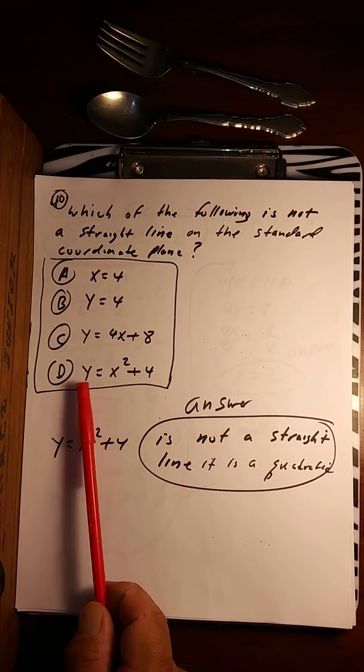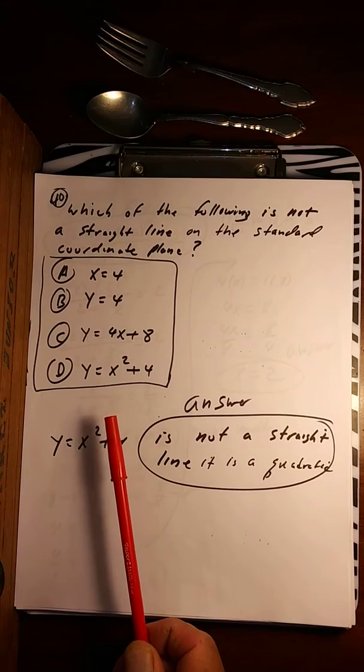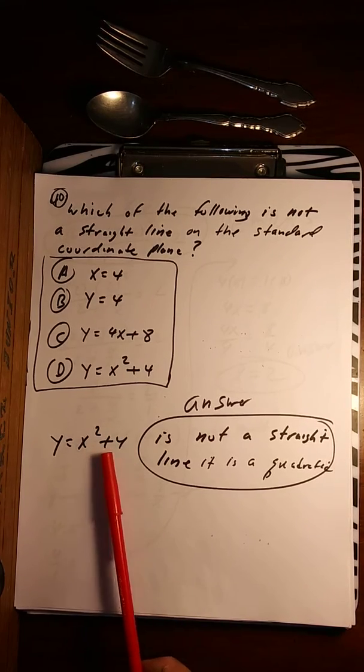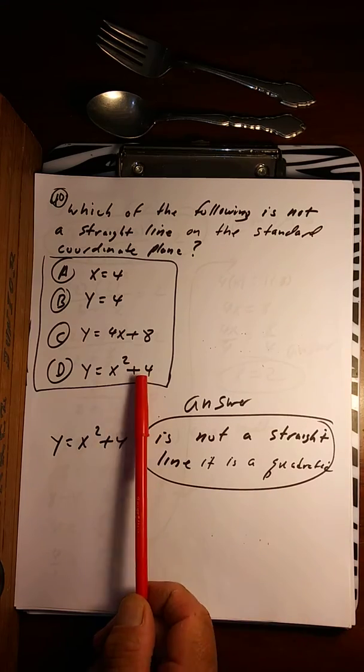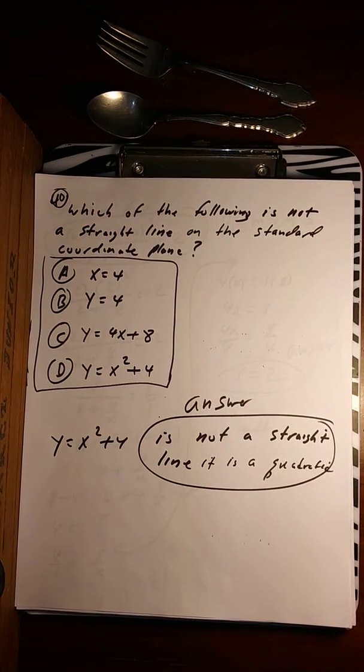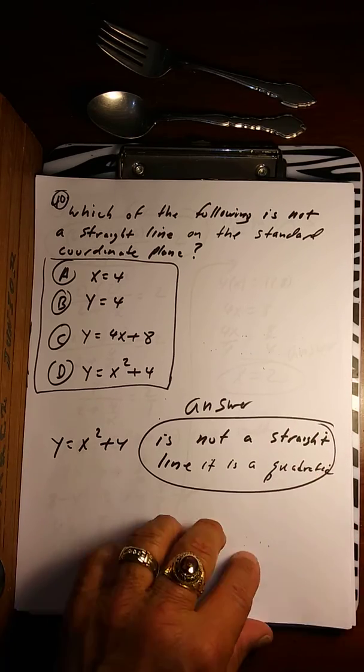But this one here, y equals x squared plus 4, that's not a linear equation. In fact, it's a parabola. So y equals x squared plus 4 is not a straight line. It is a quadratic, or a parabola. That one right there is the one, because it's just a curve like this, opening up.